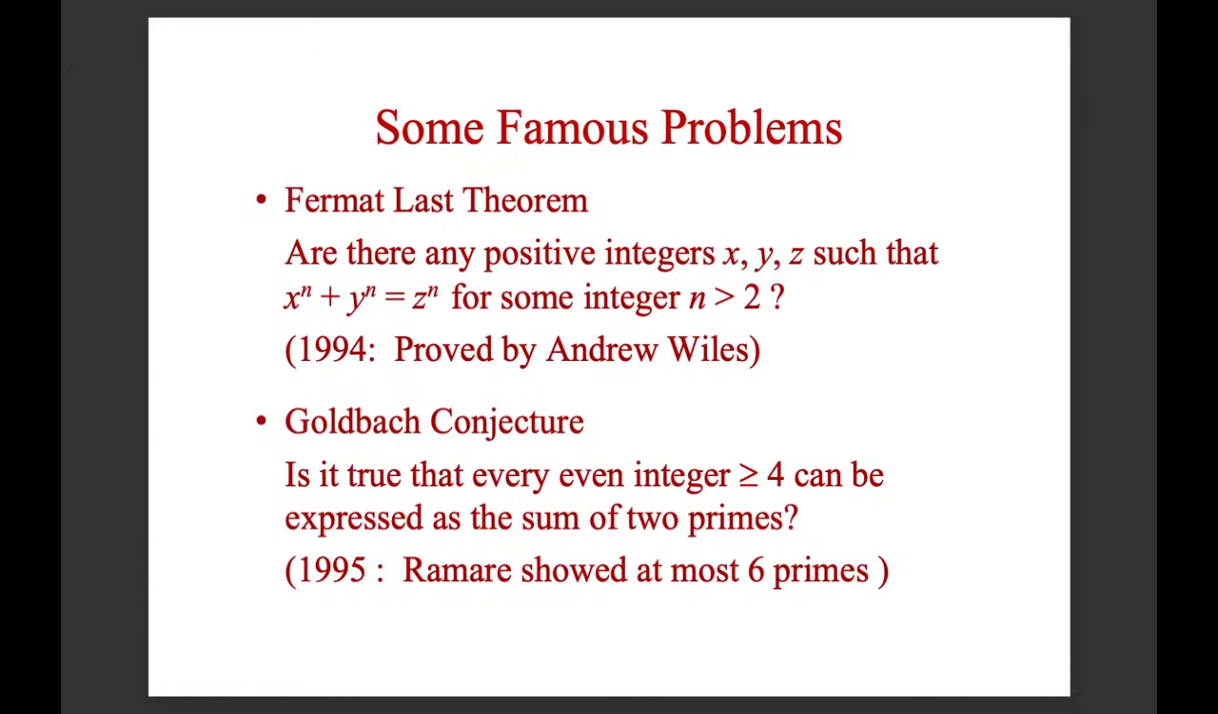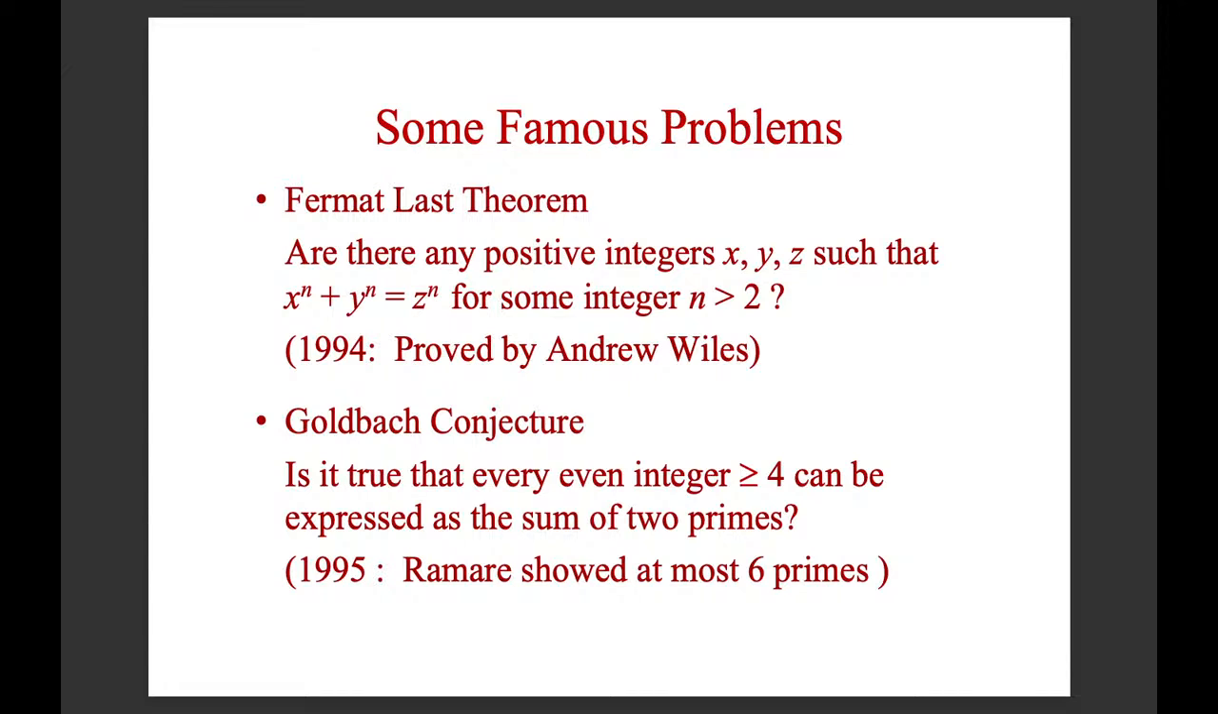The theorem states that for any positive integers x, y, z, there is no way to find x to the power n plus y to the power n exactly equal to z to the power n when n is greater than 2. When n is equal to 2, we have infinitely many triples of x, y, z that satisfy x squared plus y squared equals z squared.